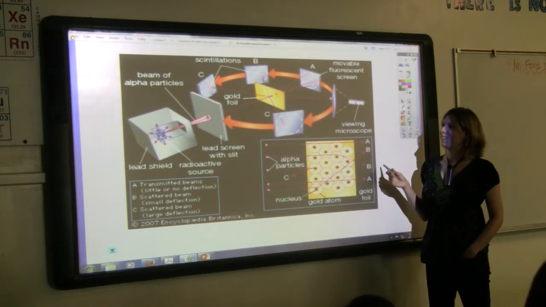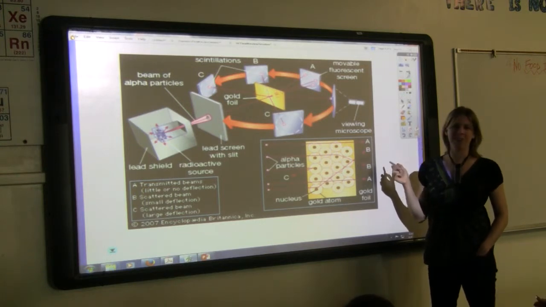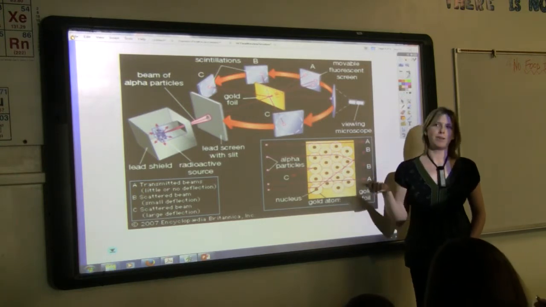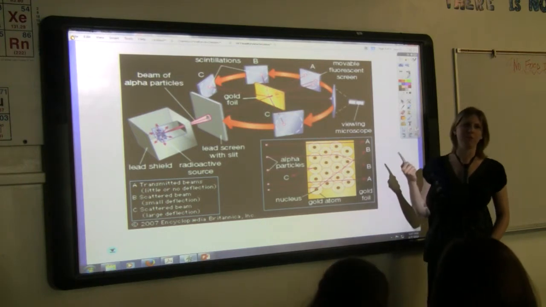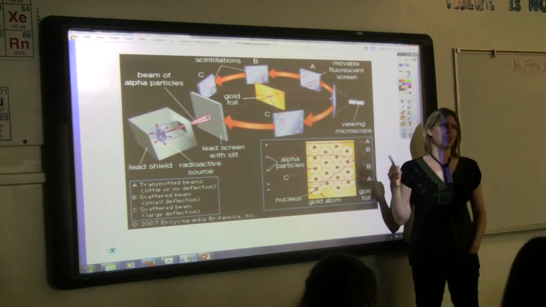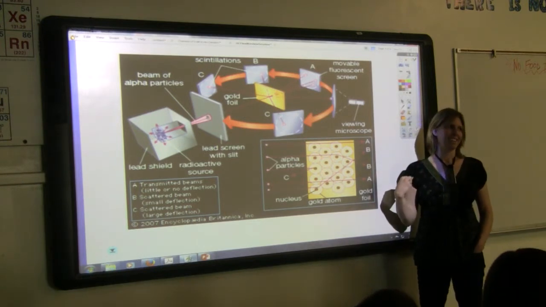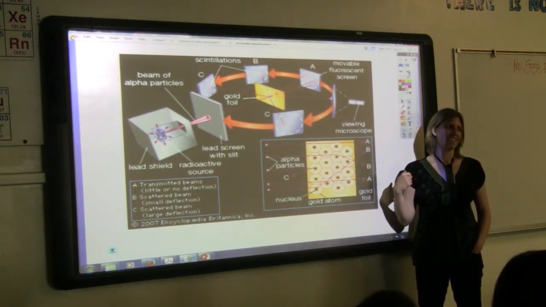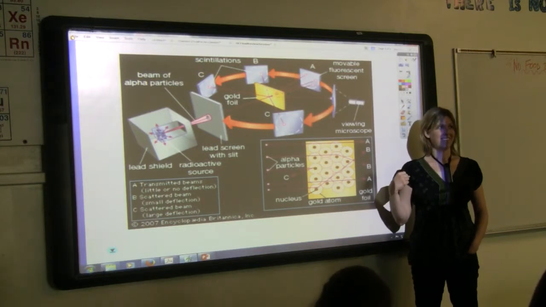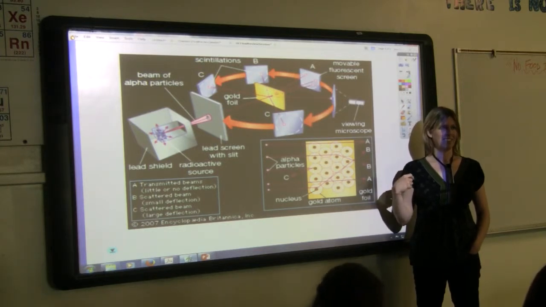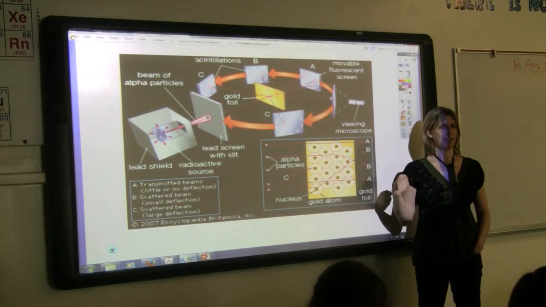This is the Rutherford gold foil experiment. What did he discover by shooting alpha particles through a very thin gold piece? Either he shot alpha particles through and they didn't all get through because they hit something, or their trajectory was curved because something was charged. So what did he discover based on that information?